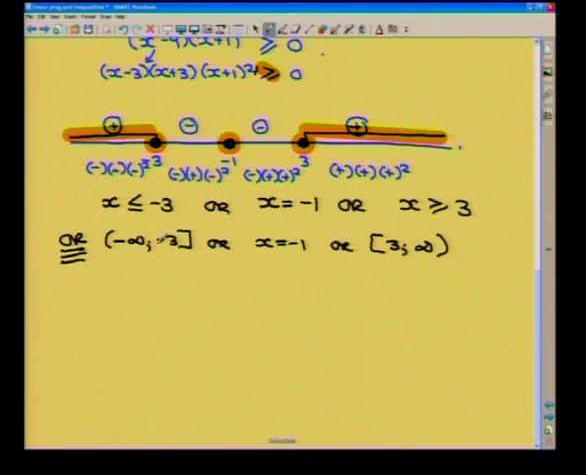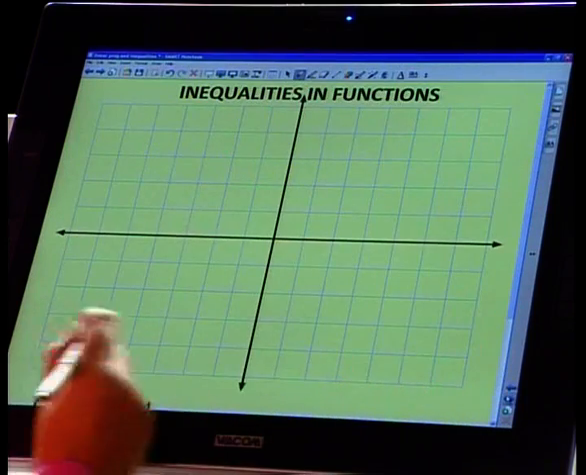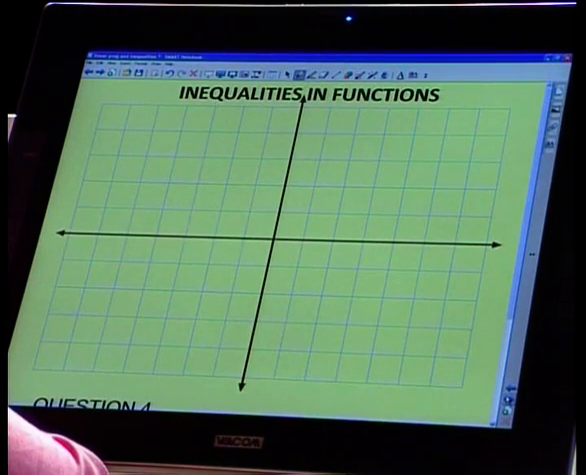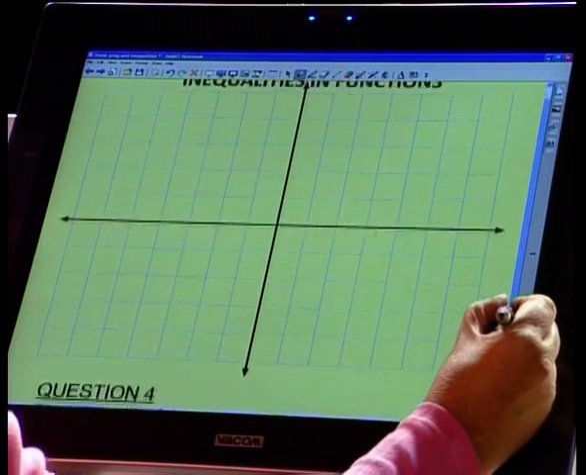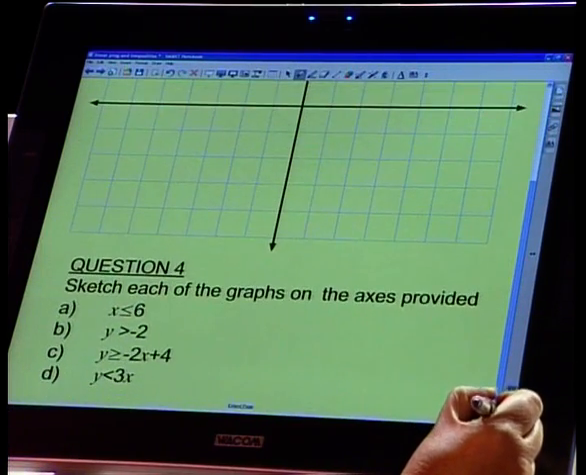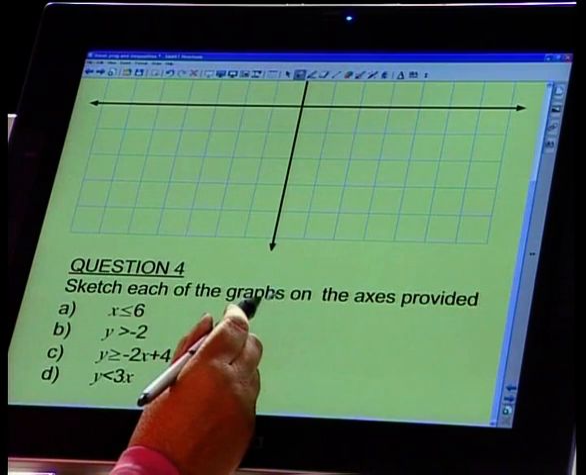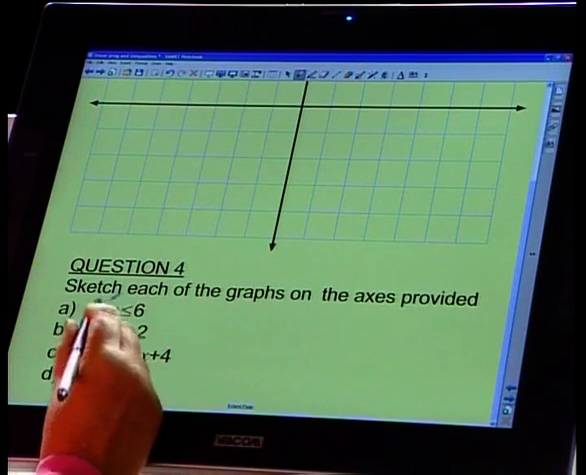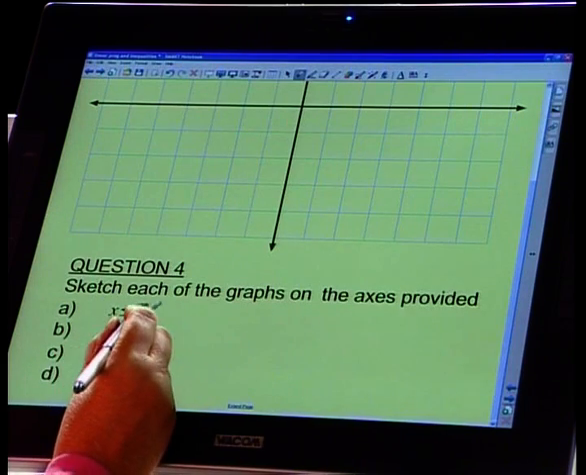Right, I think we've revised our grade 11 work relatively well, and we need to now progress to looking at what our inequalities were about in functions. So now we're going to move across to the graph version of this. So let's go here and see what we're doing. Now you can see I've got an axis here, and believe it or not, at the bottom here I've got some equations hiding. It says sketch each of the following graphs on the axis provided, and the first graph is x smaller than or equal to 6.